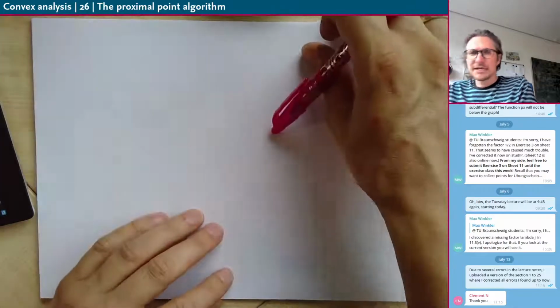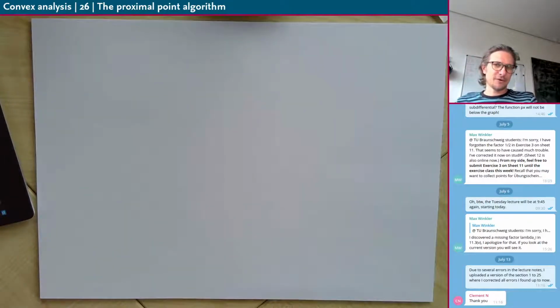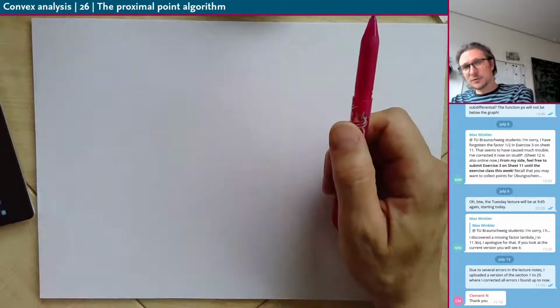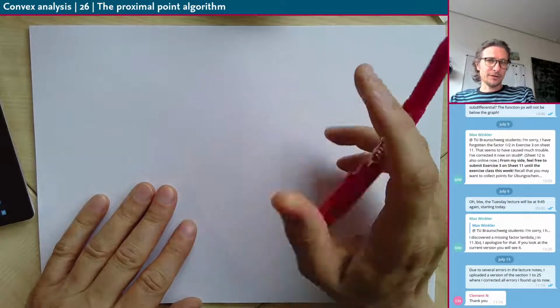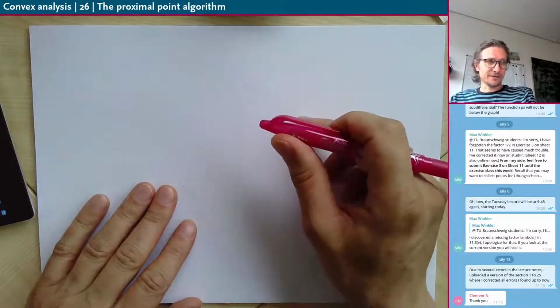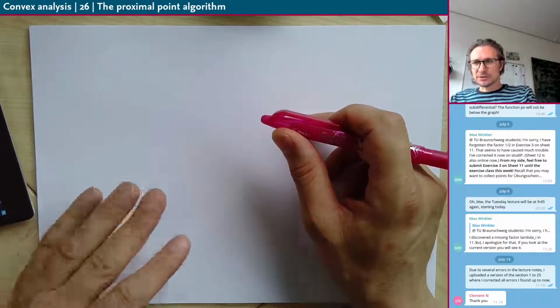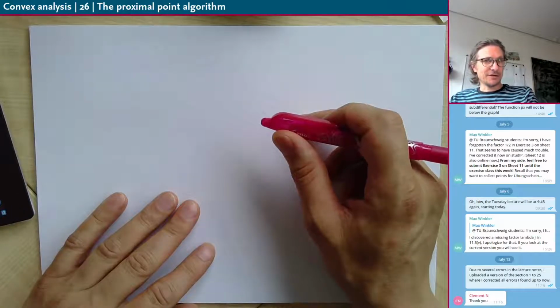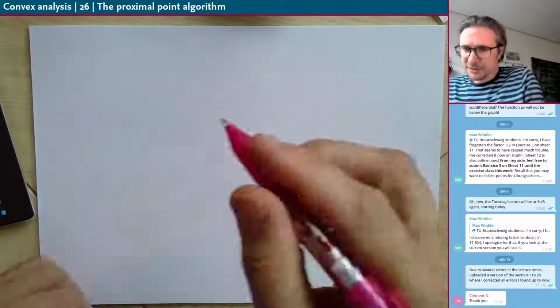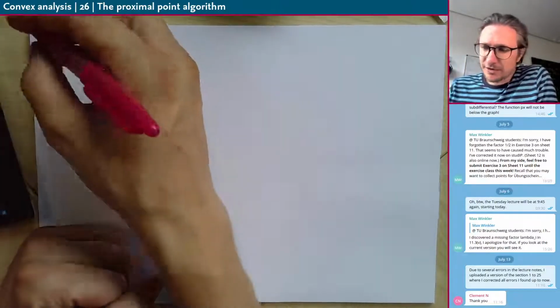Okay, so that was general stuff about non-expansive operators and firmly non-expansive operators, and we already know that the resolvent of a monotone operator is firmly non-expansive. So it's a prime example for the application of the Krasnoselskii-Mann iteration. And this is then called the proximal point algorithm.